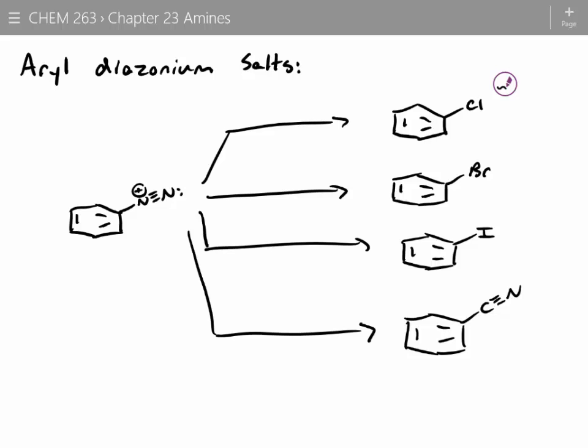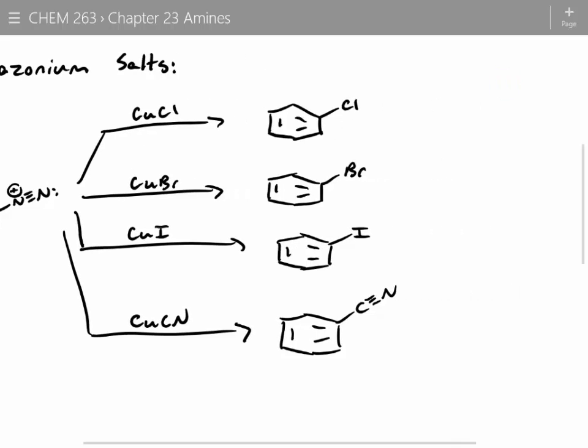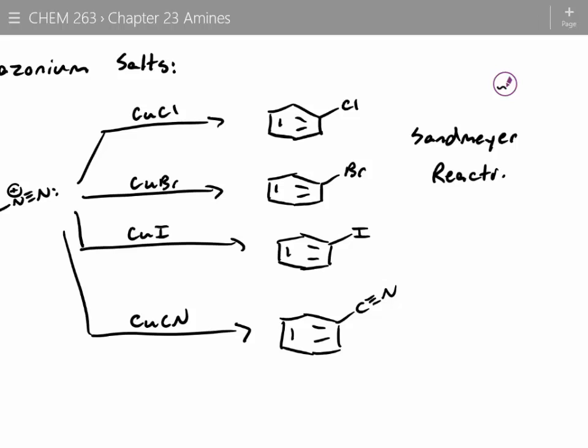This is called the Sandmeyer reaction. And in order for the Sandmeyer reaction to work, we have to actually use copper. So in this case, we use copper 1 chloride, or copper 1 bromide, or copper 1 iodide, or copper cyanide. And let's include the reaction name. This is called the Sandmeyer reaction. It's very, very synthetically useful.